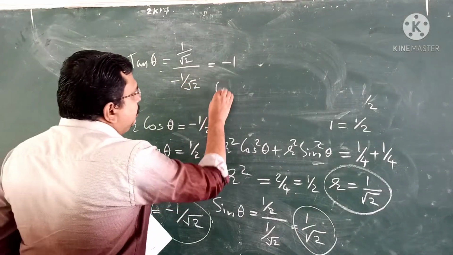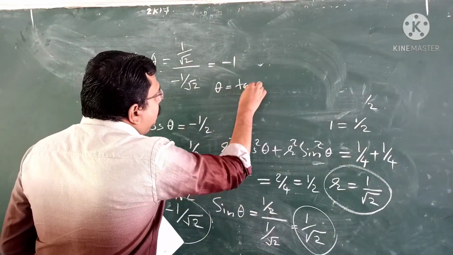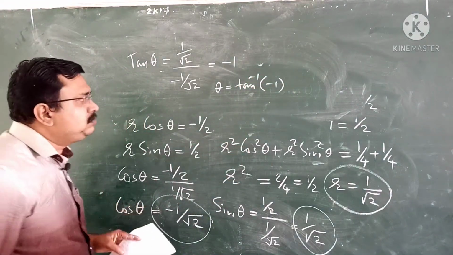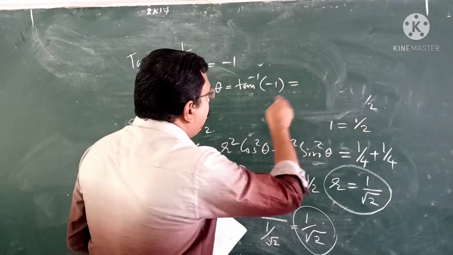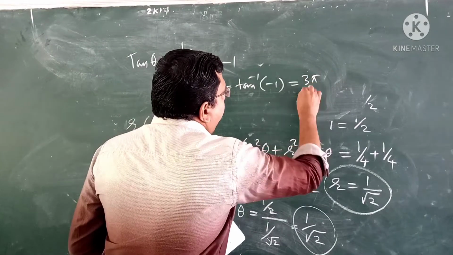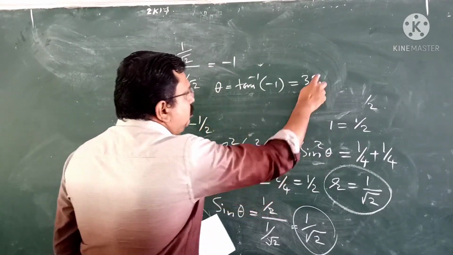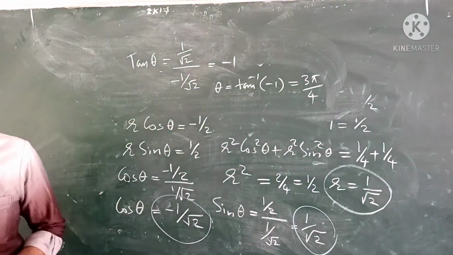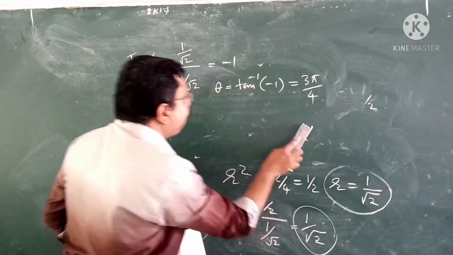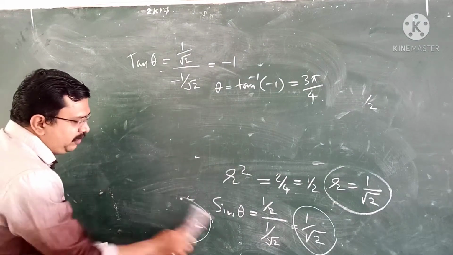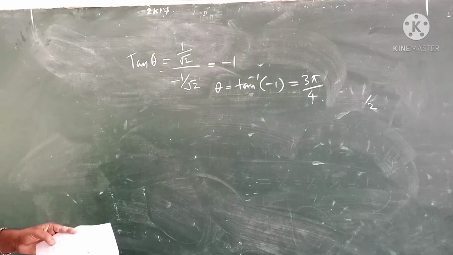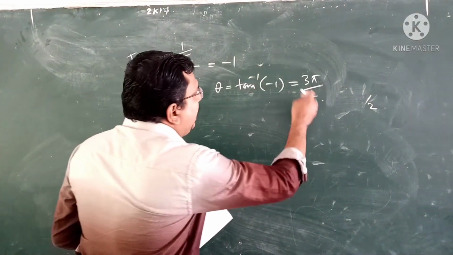That means theta equal to tan inverse minus 1. That is equal to tan inverse minus 1 is 3 pi by 4. Theta equal to 3 pi by 4. Now we can write the polar form. What is our polar form? Our polar form is, we get the value of theta and r.